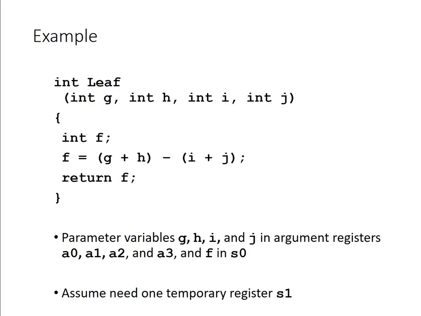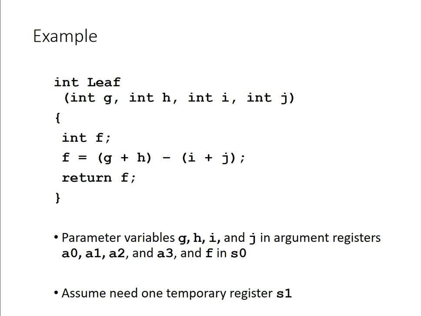Okay, so let's look at another example. So let's say I have another high-level function I want to implement. It returns a single integer and it takes 4 integer arguments. Inside this function, we can see the equation that we need to calculate, and we see that it also has at least one intermediate variable called f, where it stores the value before it returns it.